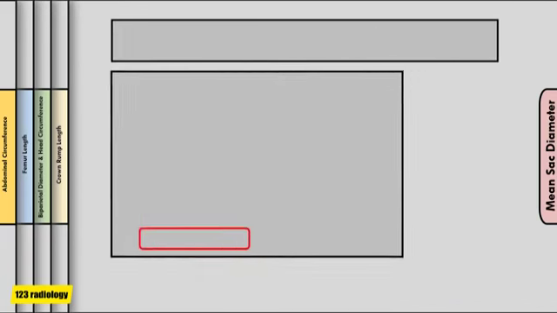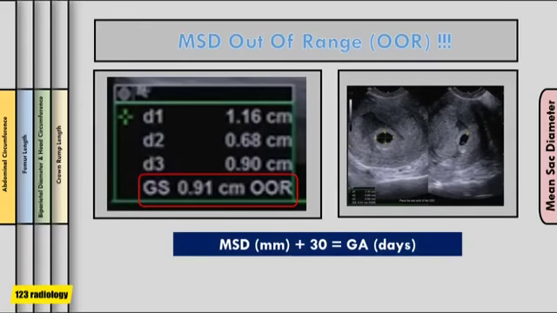What if your ultrasound machine gives you that mean sac diameter is out of range? Then you should use this formula. Mean sac diameter in millimeters plus 30 is equal to gestational age in days. As an example, in this case the mean sac diameter is about 9 millimeters, and the ultrasound machine shows that it is out of range. So the gestational age in days is calculated as follows: 9 plus 30 equals 39, which is the gestational age in days. This means that gestational age is about 5 weeks and 4 days.